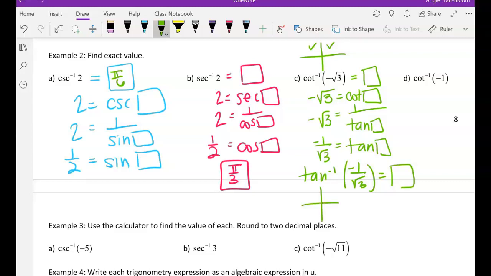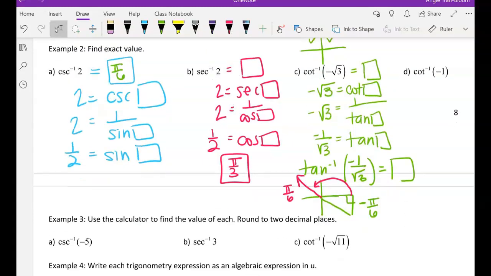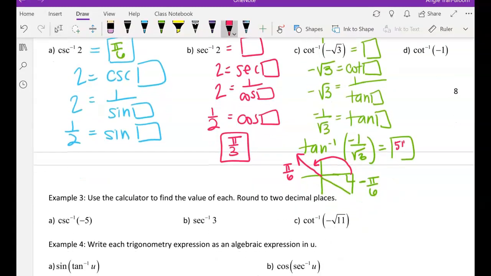My original, because this is tangent inverse in quad 4, which, by the way, I saw a lot of you have what angle? Negative pi over 6. But my original is a cotangent inverse. So that means it has to be in quad number 2. The reference angle means it's always positive. The reference angle is still pi over 6. So that means that big, ginormous empty box should be filled in with 5 pi over 6.